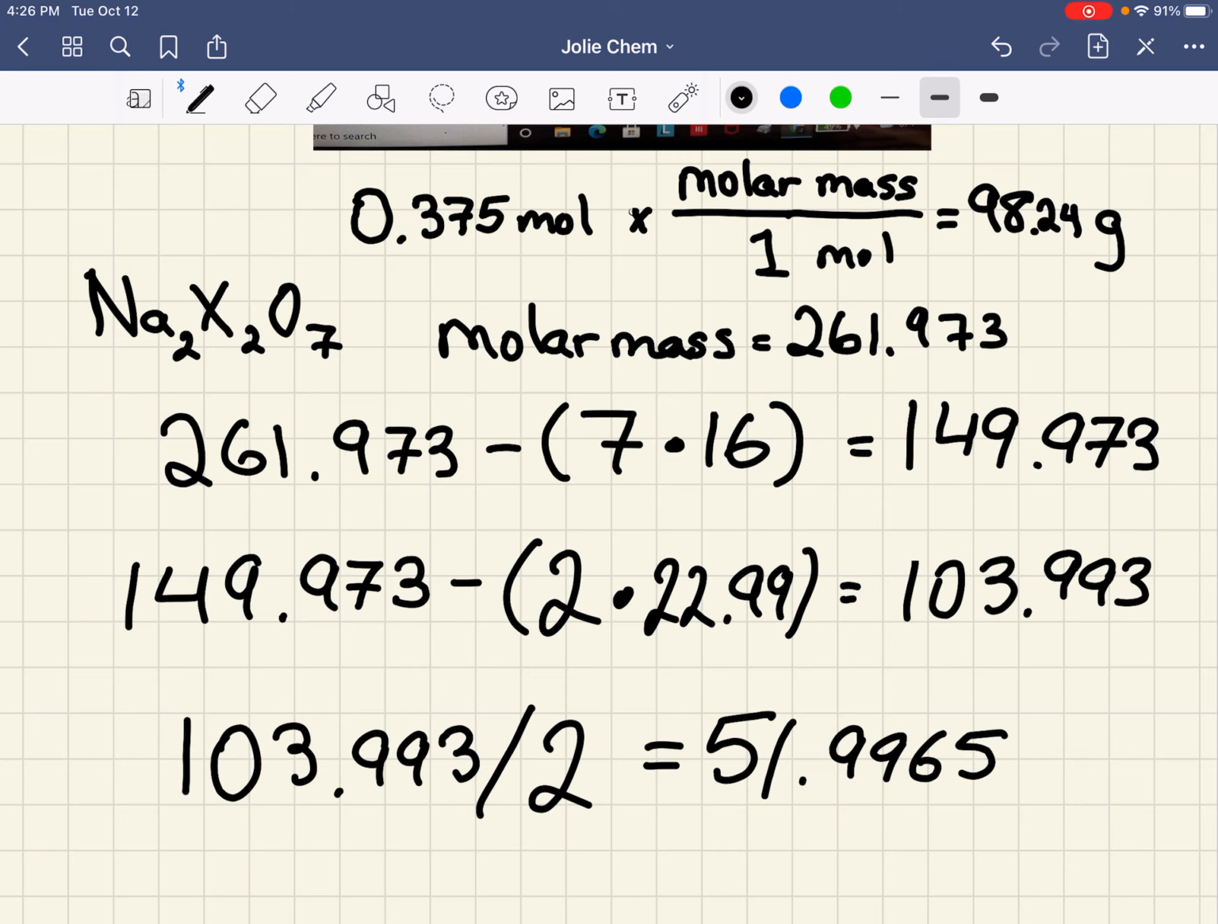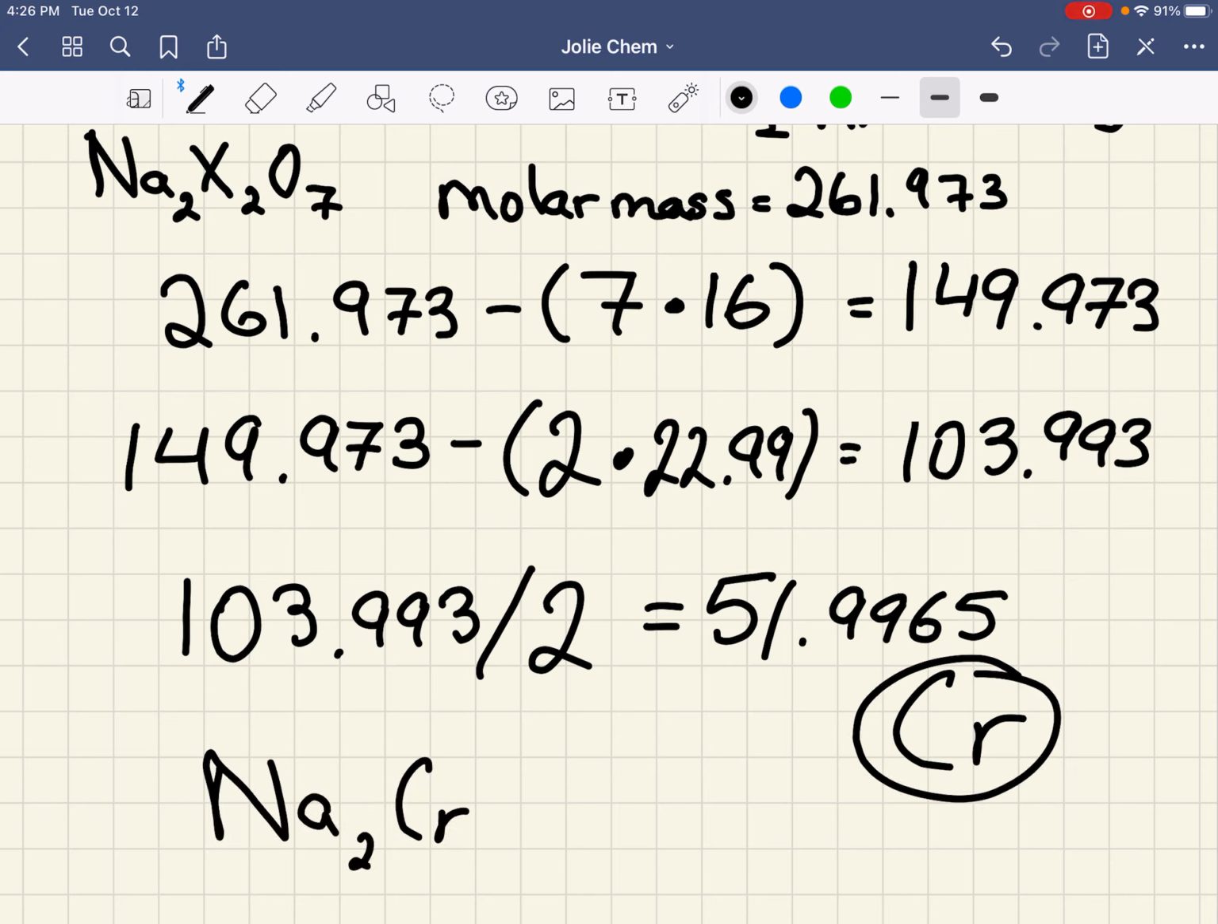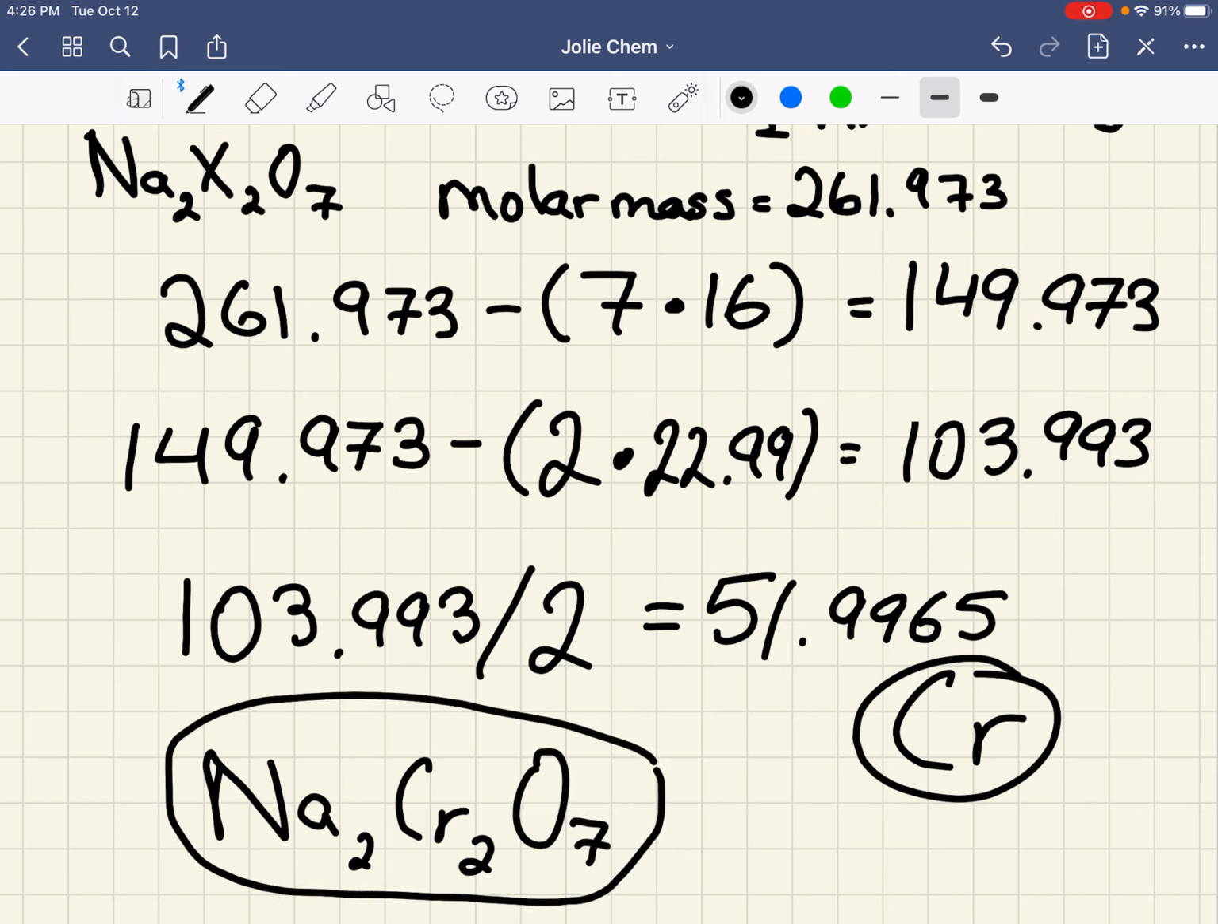And if you look at the periodic table, you'll find out that the actual element that has the same atomic mass, 51, is chromium. Chromium is the actual element. So Na2Cr2O7 is your final answer.